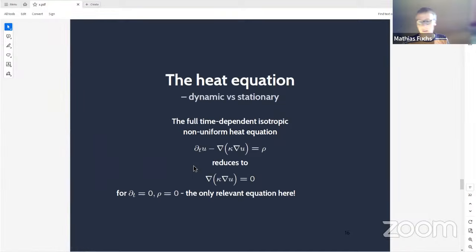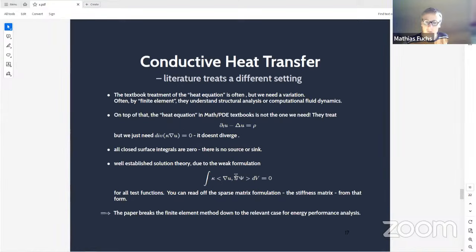So just 1 minute. On the mathematical side, this is the actual equation here, which is analogous to the diffusion equation here. So if we plug in other quantities, then we see that the diffusion equation has the same mathematical structure. And for those of you who are interested in the inner workings of a finite element method, this kappa here will just end up in this location of the weak formulation, and the stiffness matrix can directly be read off.